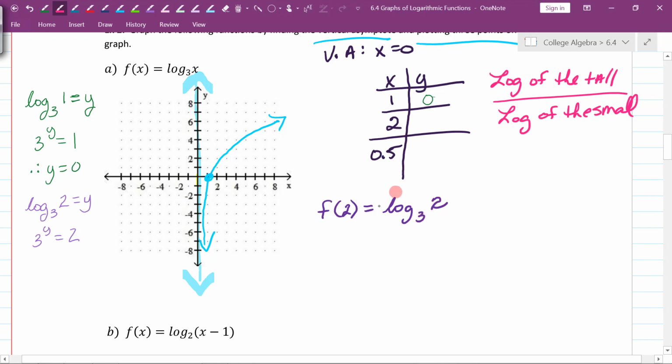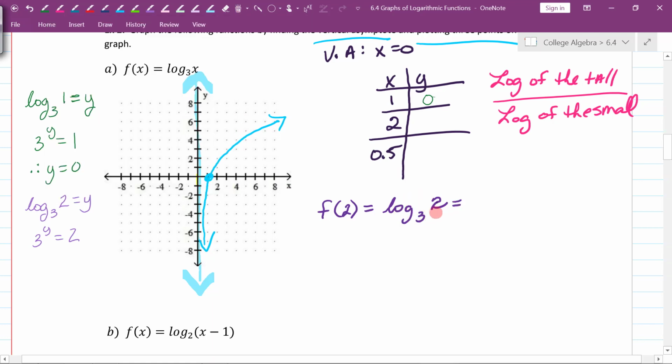If I need to calculate this, because this is a base 3, your calculator, if you're using one that's allowed for your exams and for this course, will not be capable of solving a log base 3. It's not going to be able to do anything but a log base 10 or a log base e, period. So there's a technique, a math way of working around this, and it is this right here.